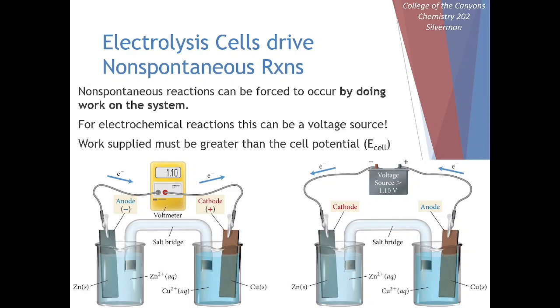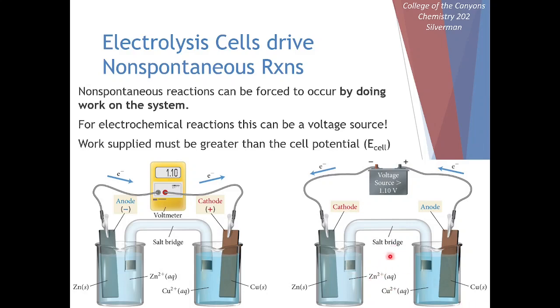One last application of electrochemistry, we can look at electrolysis. Up until now, we've been thinking about voltaic cells, which have a spontaneous reaction occur because we have positive cell potentials. We can also do the opposite. We can force a non-spontaneous reaction to run by applying a power source.